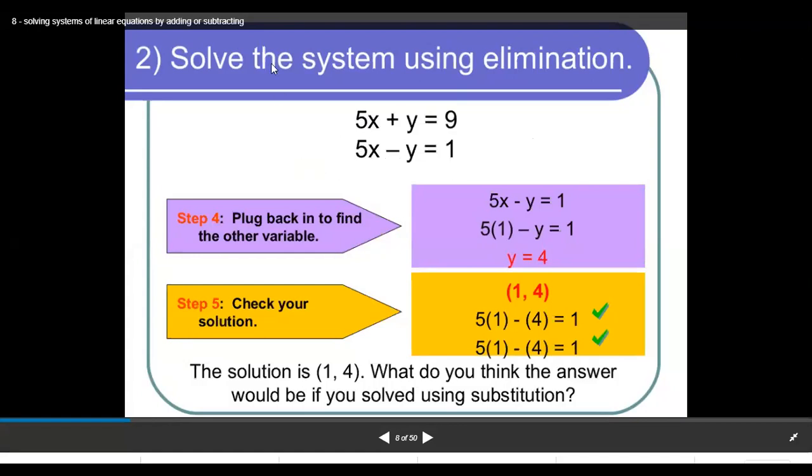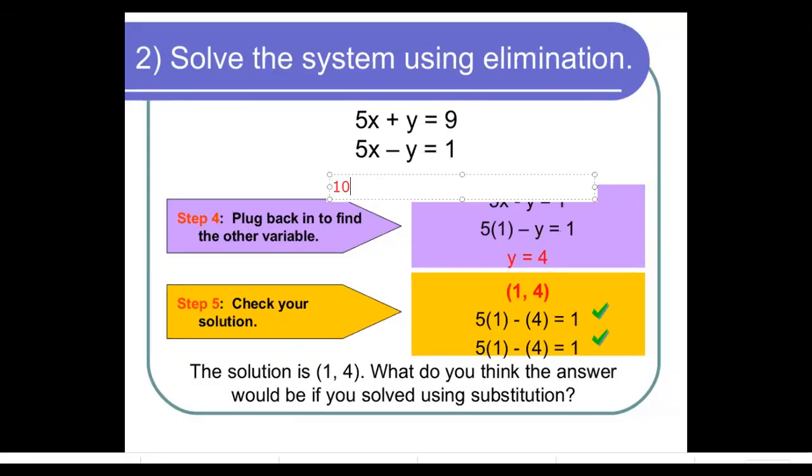Once we add them together, the answer will be 10x equal 10. And then we will divide both sides by how many? By 10. So x will be equal 1, and I will take it and go back to the first equation or the second, whatever. 5 times 1 plus y equal 9.